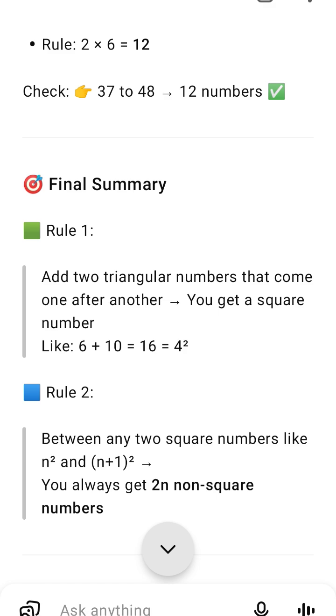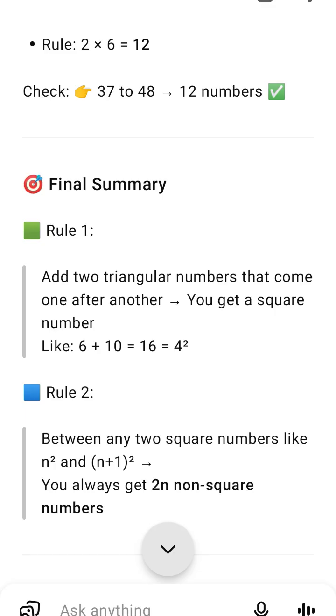What do we mean by numbers between two square numbers? Let's take two square numbers. Example, 3 squared equals 9, 4 squared equals 16. What numbers come between 9 and 16? 10, 11, 12, 13, 14, 15. So we have 6 numbers between 9 and 16, and all of them are not square numbers.